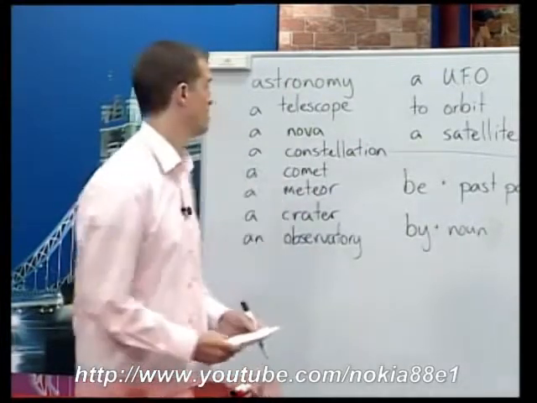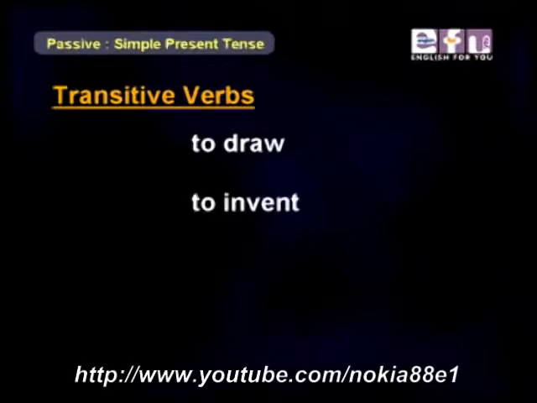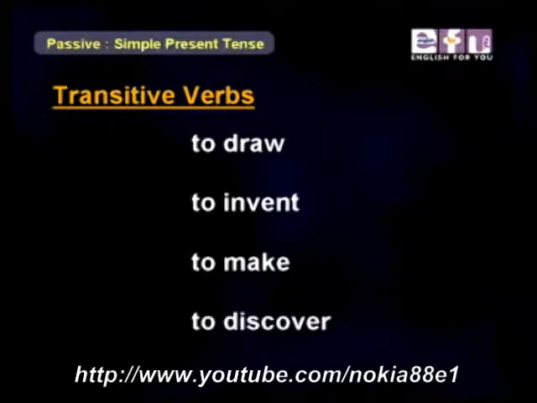Here are some examples. Transitive verbs. Okay, we have to draw, because we can draw a picture. The picture is the object. And we have to invent. We have to make. To discover.